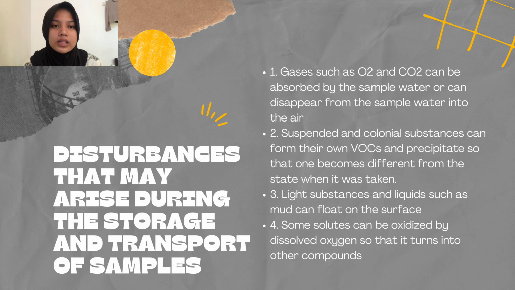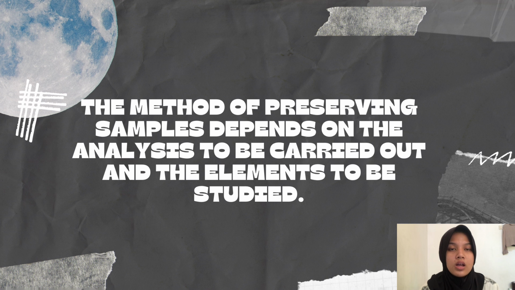Number 3 is light substances and liquids such as oil can float on the surface. Number 4 is solutes can be oxidized by dissolved oxygen, so that they are turned into other compounds. The method of preparing the sample depends on the analysis to be carried out and the element to be studied.